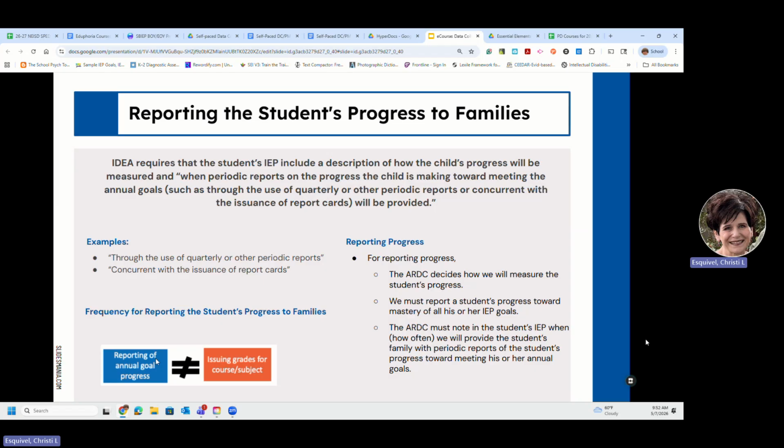For reporting purposes, the ARD committee must decide how we will measure the student's progress. We must report on a student's progress towards mastery of all his or her IEP goals. The ARD committee must note in the student's IEP when or how often the LEA will provide the student's family with periodic reports of the student's progress towards meeting his or her annual goals.